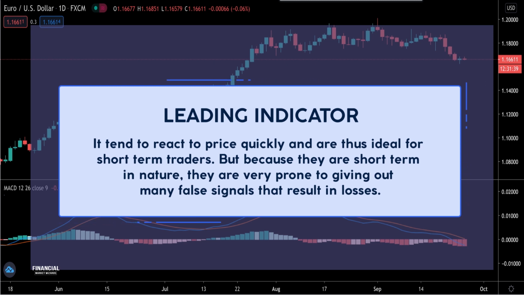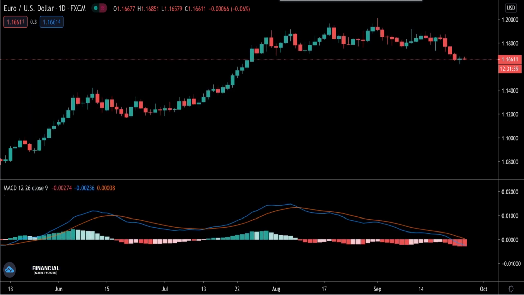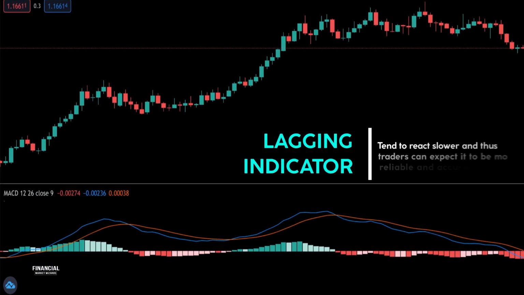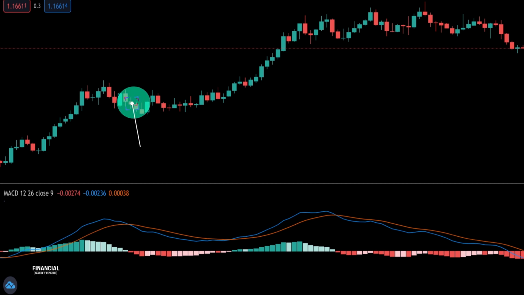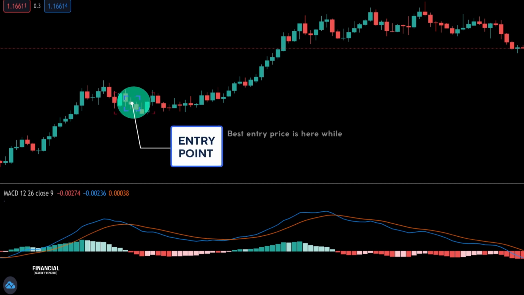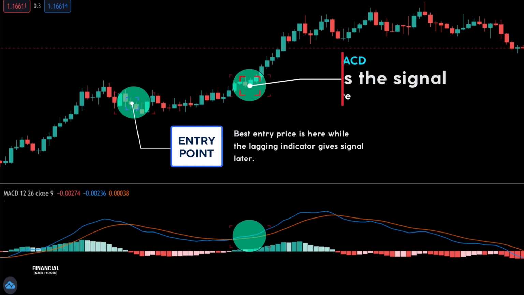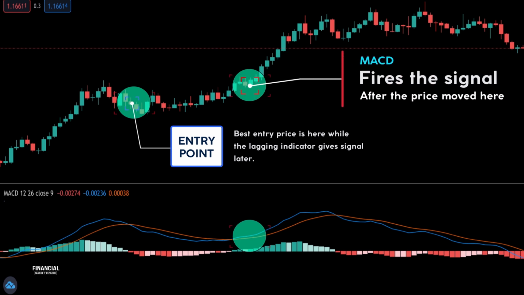Leading indicators tend to react to price quickly and are thus ideal for short-term traders. But because they are short-term in nature, they are very prone to giving out many false signals that result in losses. Lagging indicators, on the other hand, tend to react slower, and thus traders can expect them to be more reliable and accurate. However, the downside is that by the time the signal is being generated, it could already be too late to enter. This means that traders will witness a move before the indicator confirms it, and the trader will not get the best prices when using lagging indicators.